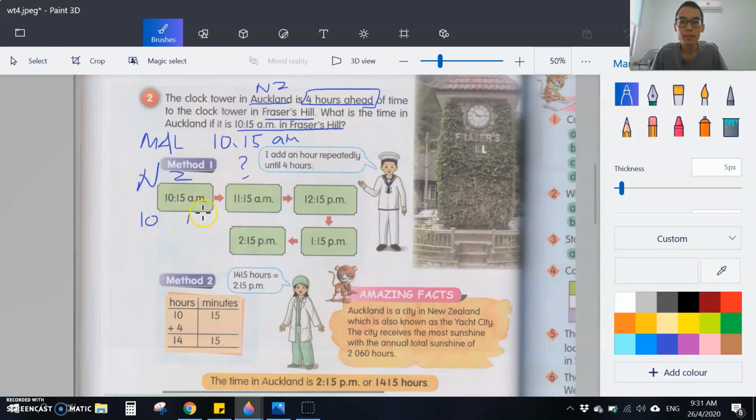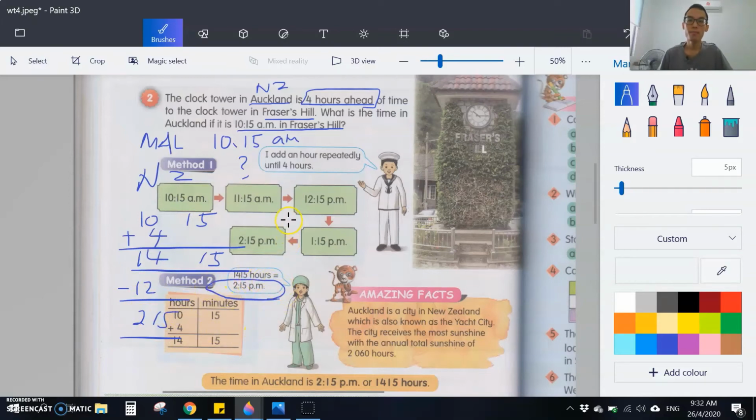So 10:15, you add 4 hours in front, it becomes 14:15. Okay, ini jadi sistem 24 jam. So awak tolak 12 jam, tukar kepada sistem 12 jam, dia adalah 2:15. So the time is 2:15 PM. Okay, 2:15 p.m. So you look here, 1 hour plus 1 hour is 11:15, plus 1 hour 12:15, plus 1 hour 1:15, plus 1 hour 2:15.